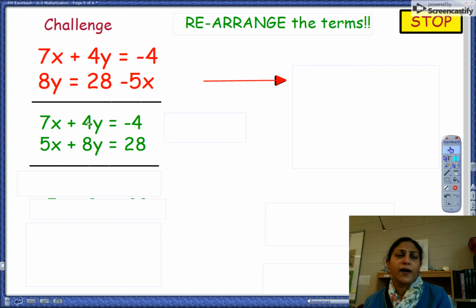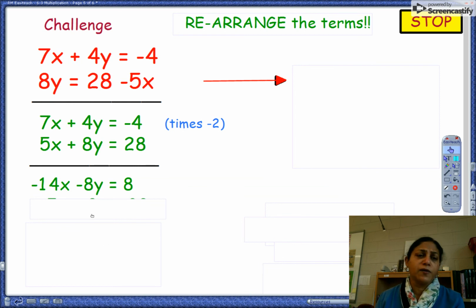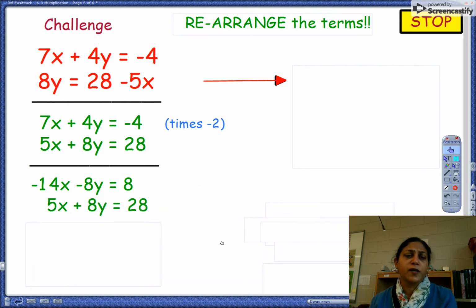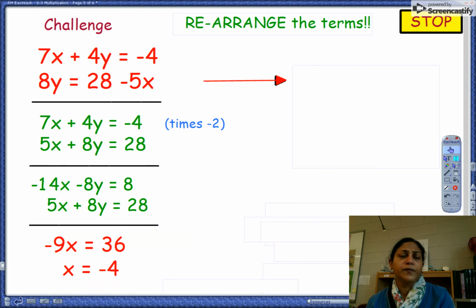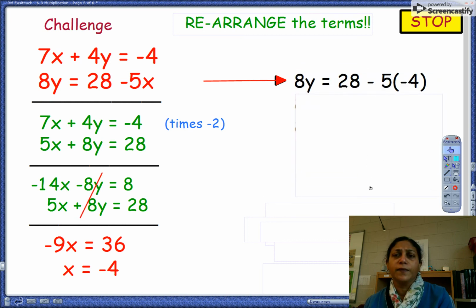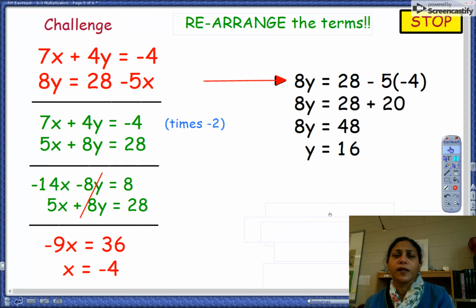Now, I have a 4y and an 8y. If I multiply the first equation by negative 2, I'll get negative 8y. So here's my equation that has been multiplied out. This is my second equation. Now I add, and the y's over here cancel. I go back to the top to find the value of y. Turns out y is positive 16, and my point of intersection is negative 4, 16.